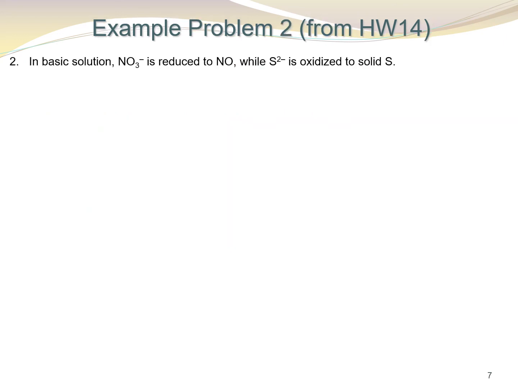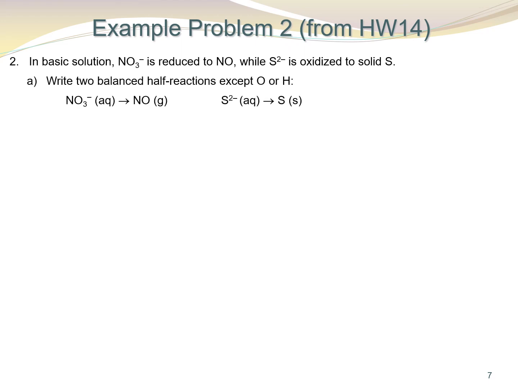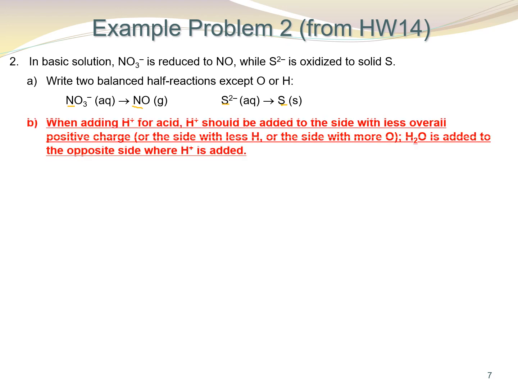Okay, now let's look at the second problem. The second problem is about the same reaction, but in a different solution. So here we talk about the basic solution. Again, we write up 2 balanced half reactions here, and we realize they are balanced. How? Because the number of nitrogens is balanced, and here we have the number of sulfur balanced. We don't have to worry about the oxygen, okay? Because it is our next step.